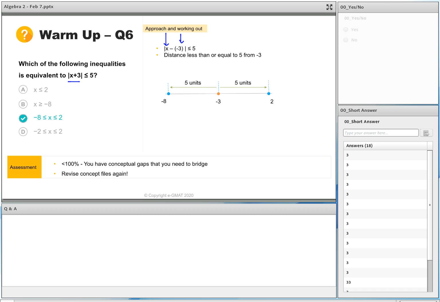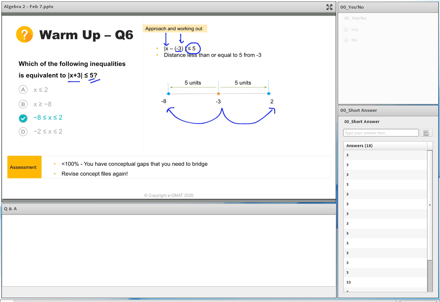And according to the question, consider whatever is on the right hand side to be the distance between you and your friend. So if your friend is standing at minus 3, you should be standing within 5 units from your friend. So from 5 units to the left of minus 3 and 5 units to the right of minus 3. The moment you understand absolute values in terms of distance in this manner, it would really become very, very easy for you.